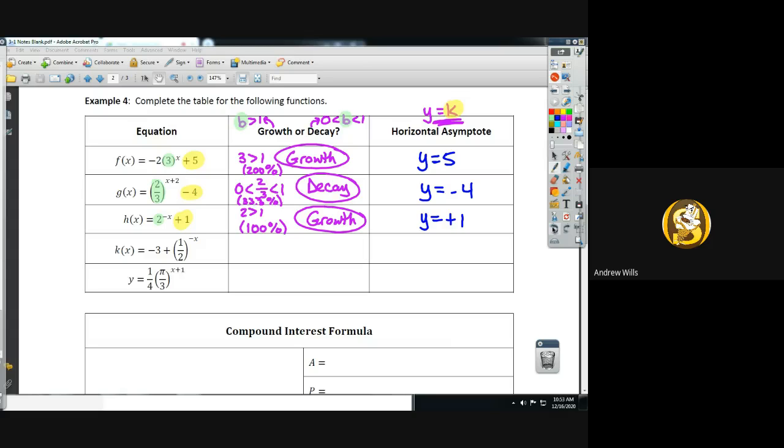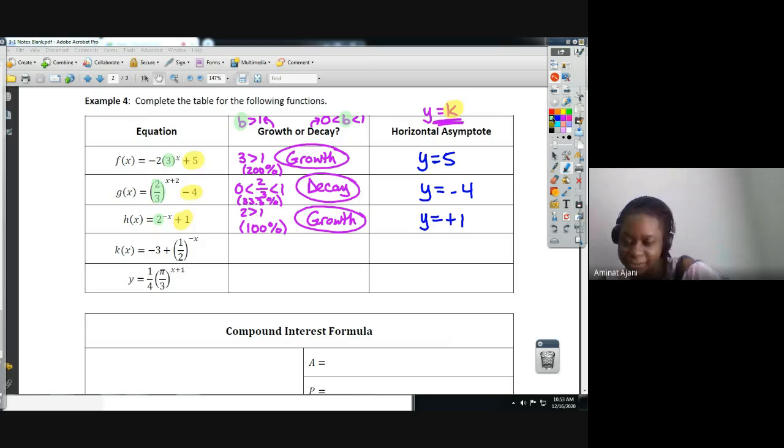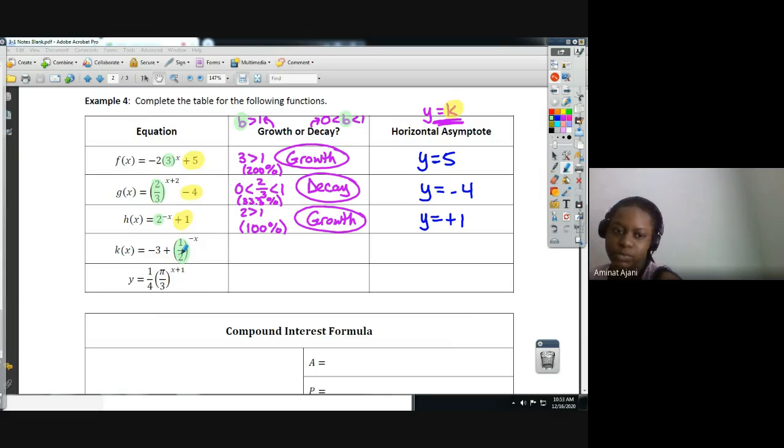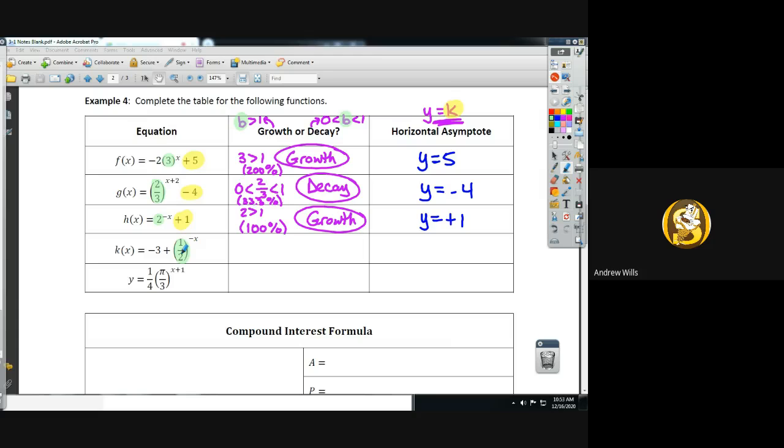Okay, on k of x, what is the base? Anyone? On k of x, what is the b value? What is the base? 1/2. Good, 1/2. And 1/2 is the number being raised to the power, so that is our base.